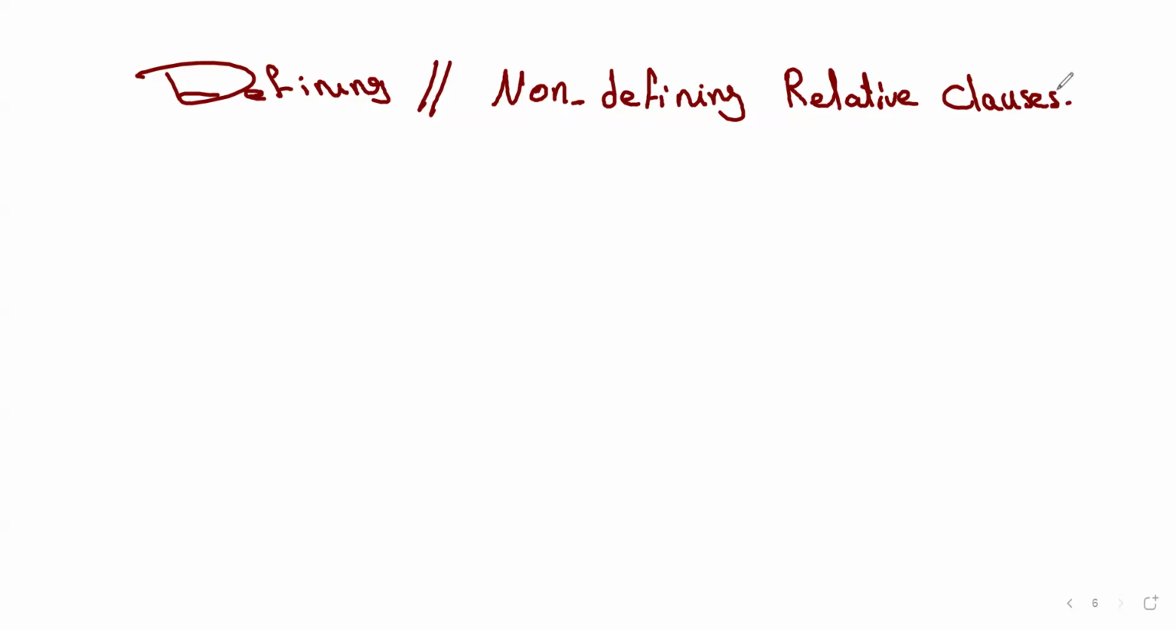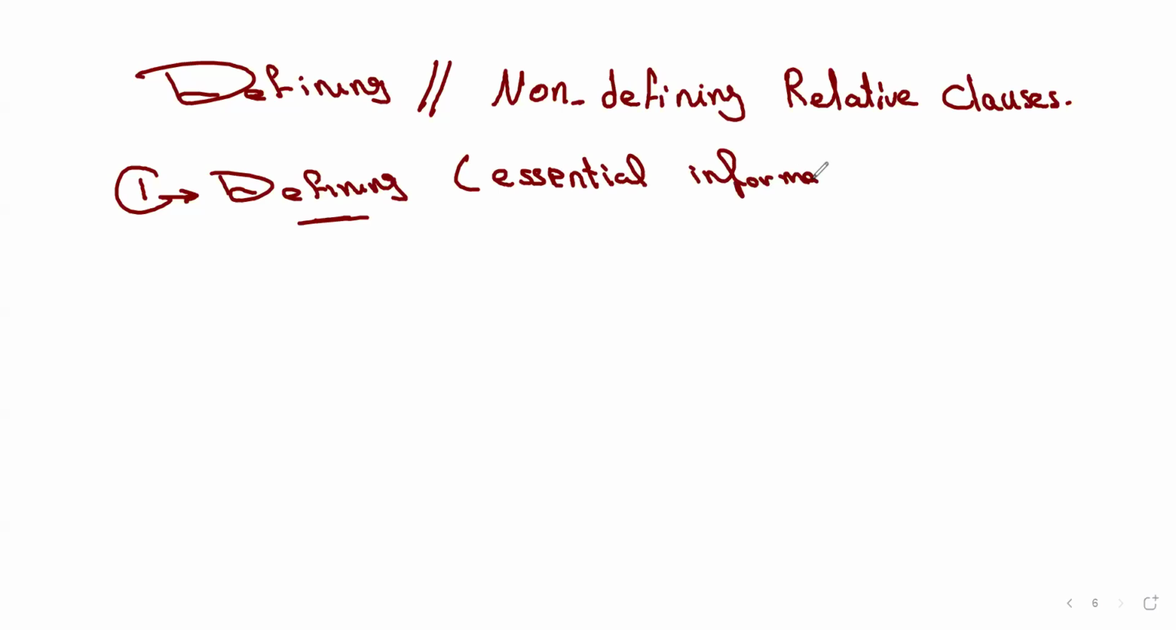Number 1, defining relative clause. Defining relative clauses tell us essential information. Okay, they tell us which person or thing we mean. The sentence doesn't make complete sense without this clause. No commas are used. So we have 3 rules. Number 1, it tells us which person or thing we mean. And the sentence doesn't make complete sense without the clause. No commas are used.